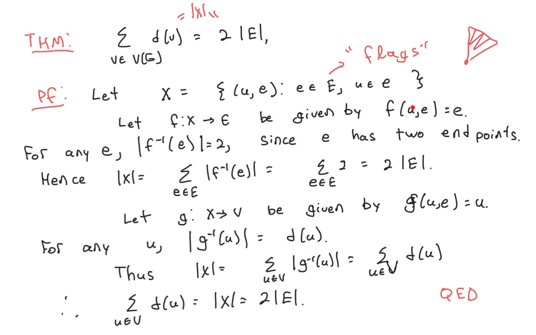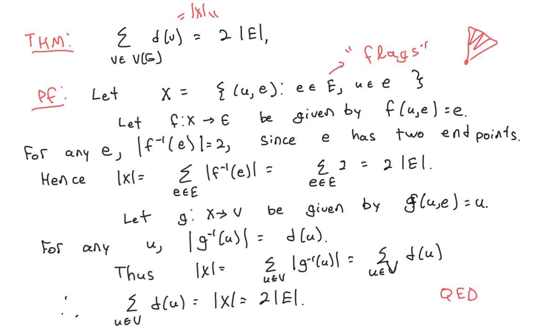Now, given any flag, we're going to delete the first coordinate. So in other words, given a pair of a vertex and an edge the vertex is incident on, we're going to ignore the endpoint. So for any edge e, the pre-image of this edge has size 2 because every edge e has 2 endpoints. In other words, you're going to have a (u, e) and a (v, e).